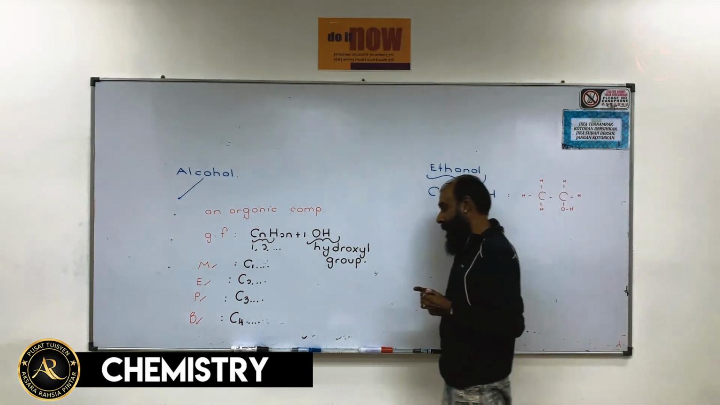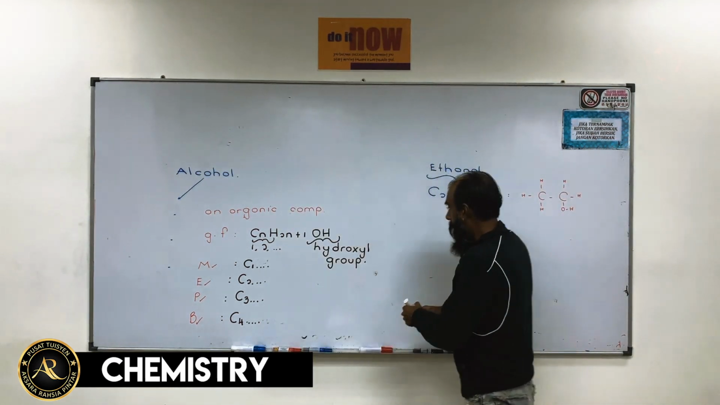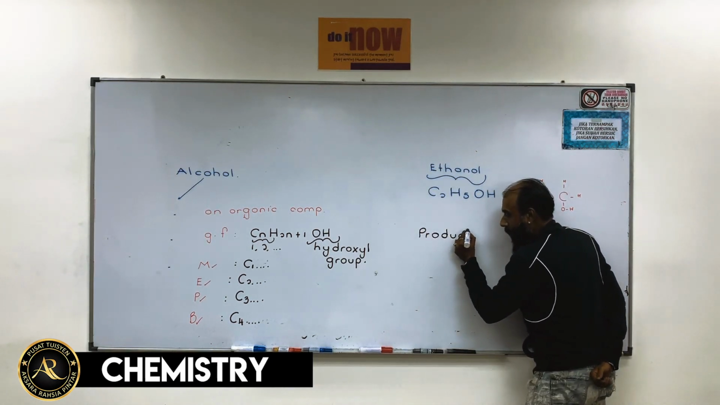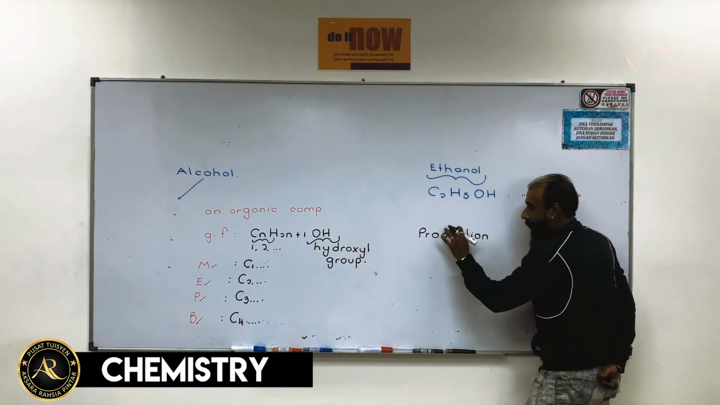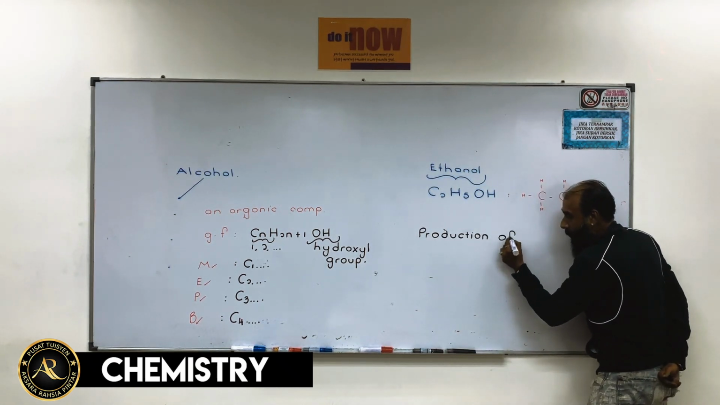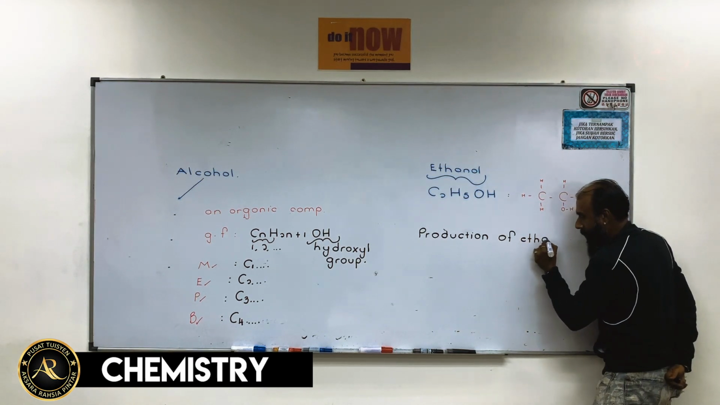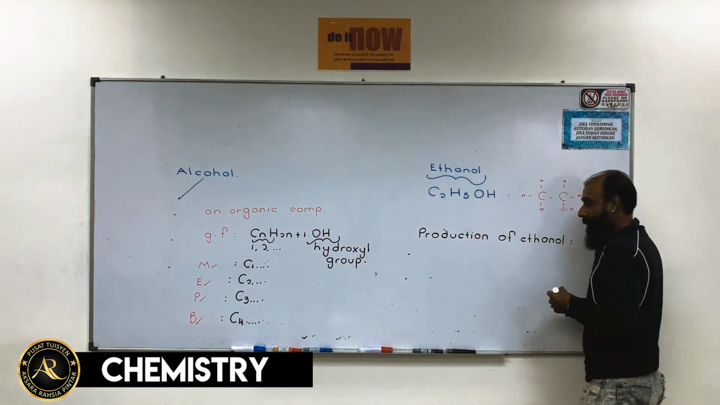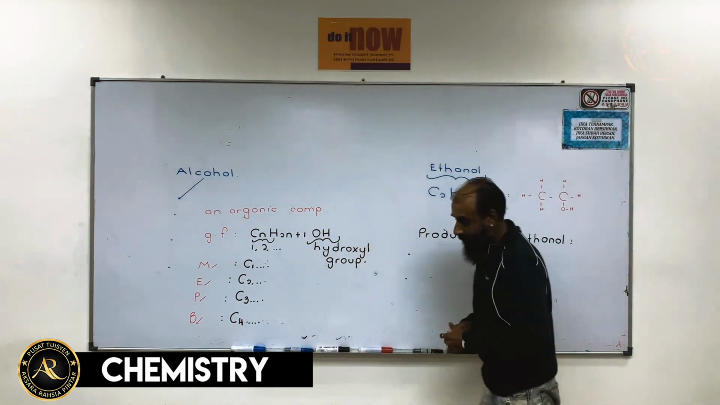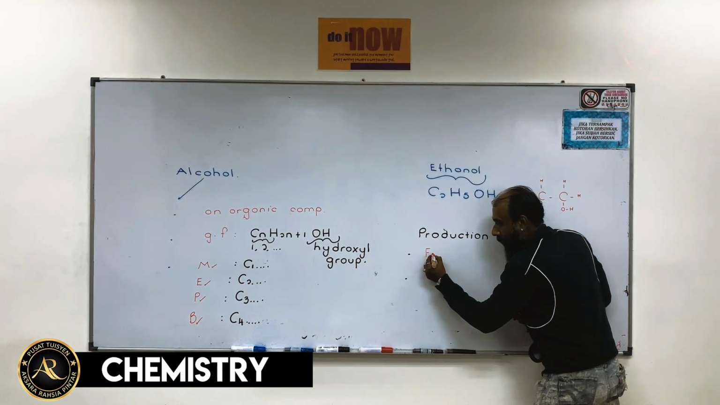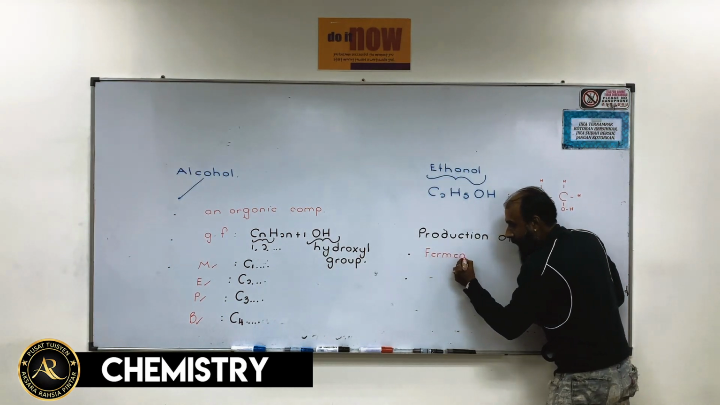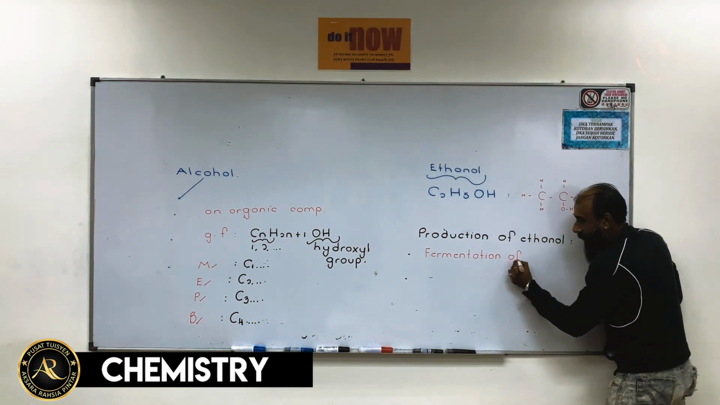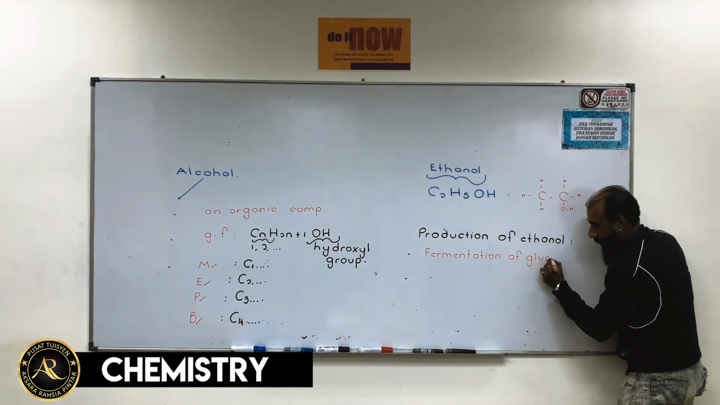The production of alcohol. How can we produce alcohol? Let's look at one example, the production of ethanol. There are 2 ways to produce it. The first method is called fermentation of glucose.